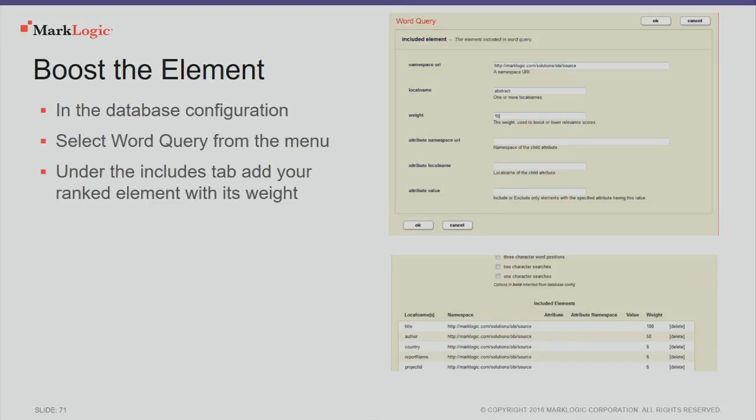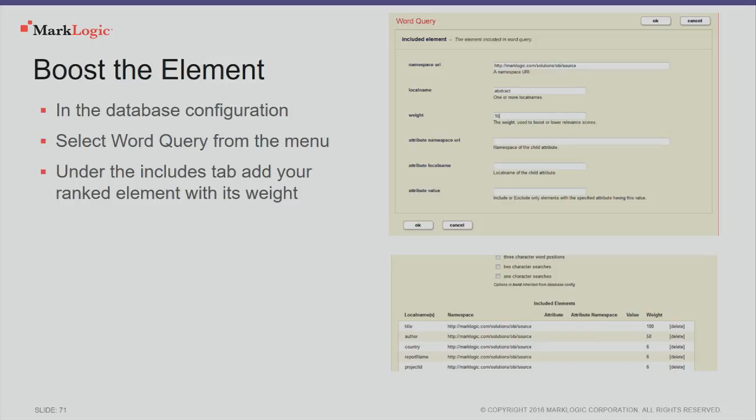Next thing is you can boost the elements. You can say, in the database configuration, up here I am adding on a score of 15 to abstract. By adding on that score of 15 to the abstract, I am saying that documents that hit on the term that appears in the abstract on a word query are going to rank higher than those with numbers lower than 15.